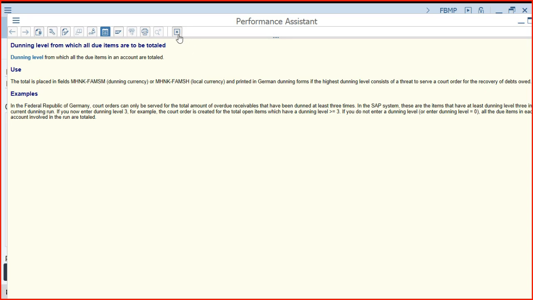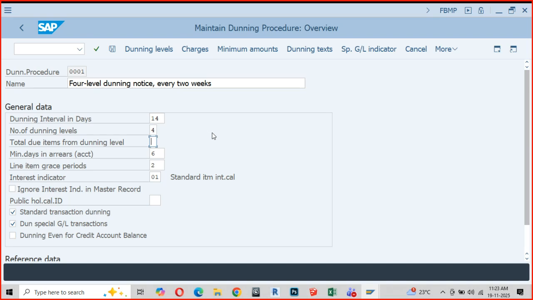Yeah. So you are actually telling the system how many open items the customer can accumulate. If I say 5, until the customer accumulates 5 invoices which are due for payment, the system will not dun, whatever may be the amount. Even if it is 50 lakhs, 60 lakhs, the system will not consider it for dunning. And when do you give this?